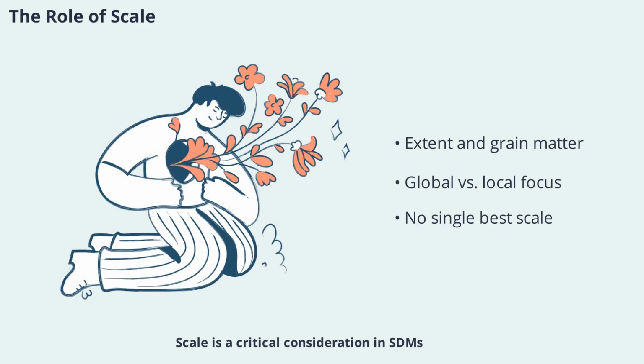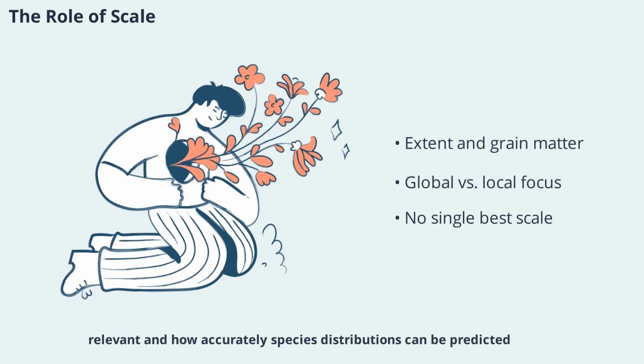Scale is a critical consideration in SDMs. Both the extent of the study area and the grain or resolution of the data influence model outcomes. Large-scale studies might focus on global patterns, while local studies target specific conservation needs. The choice of scale affects which environmental variables are relevant and how accurately species distributions can be predicted. Researchers must carefully match the scale of their data and models to their study goals, recognizing that there is no single correct scale for all ecological questions.